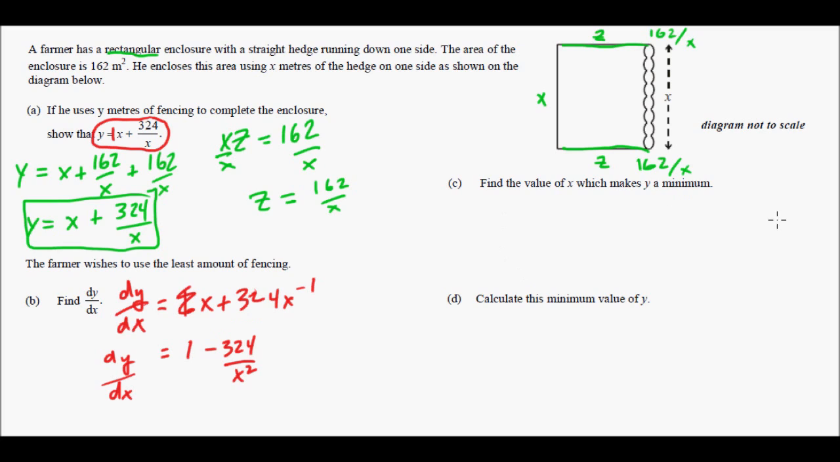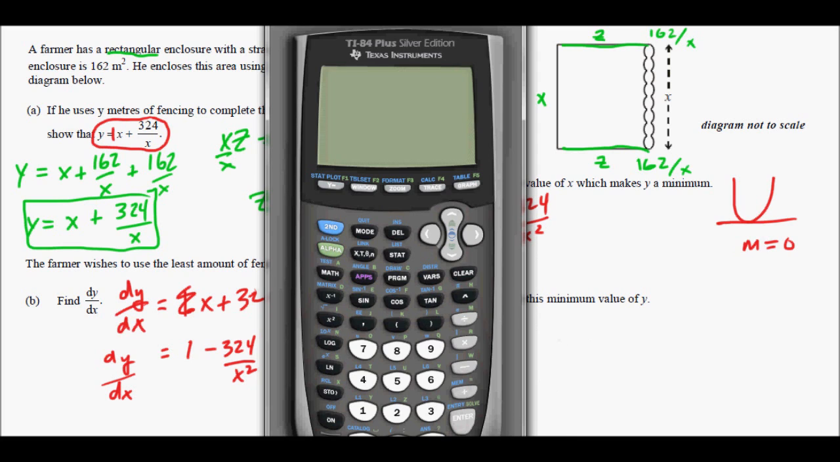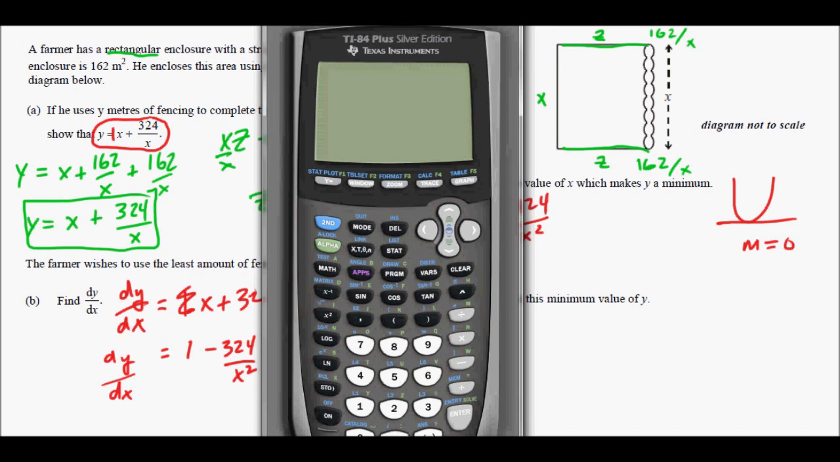Now find the value where y makes a minimum. When we're talking about minimums, remember it's down here, so m equals 0. We just took the derivative, so just go 0 equals, all these problems work the same, 1 minus 324 over x squared. What I would do with this, quite frankly, is go to the solver right away. This is another great tool.